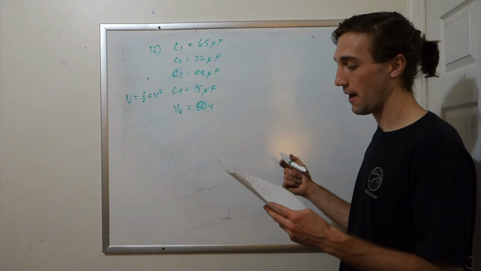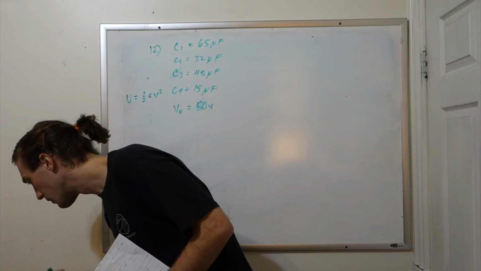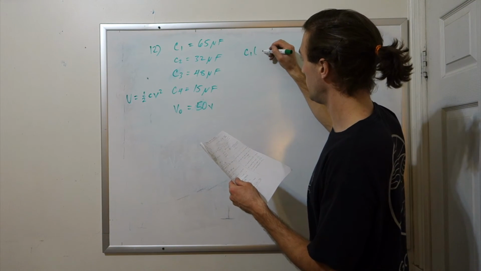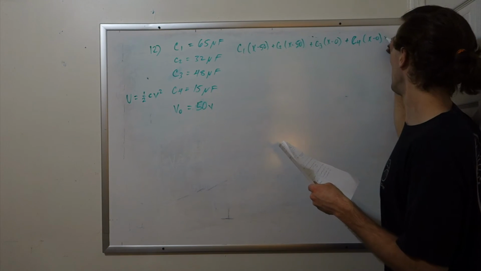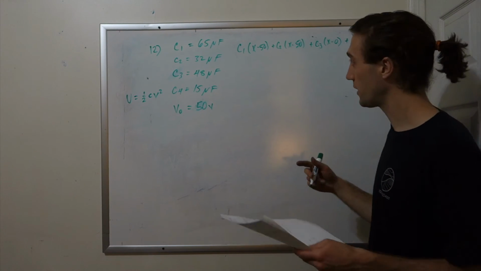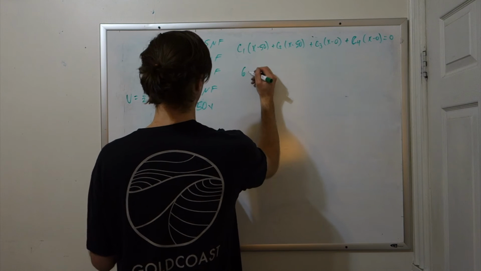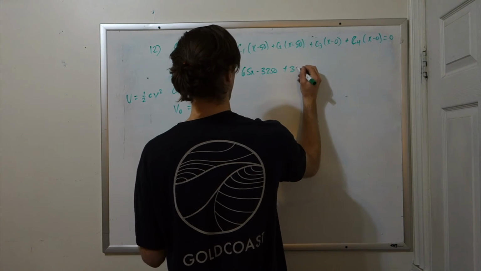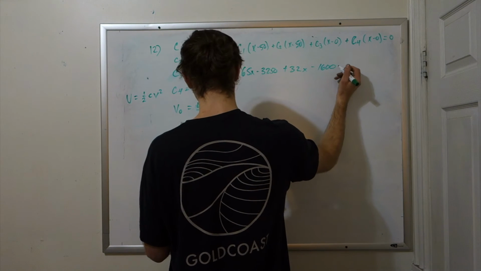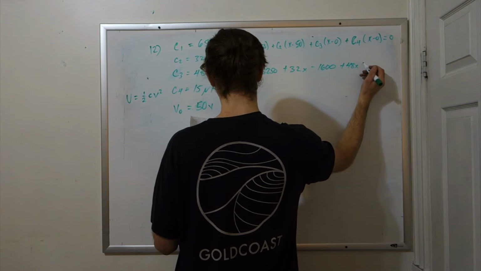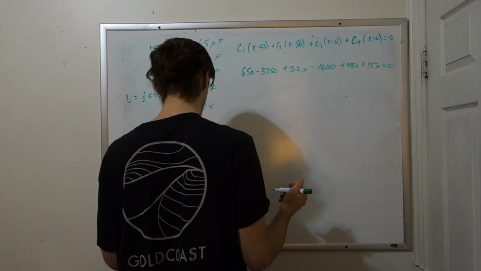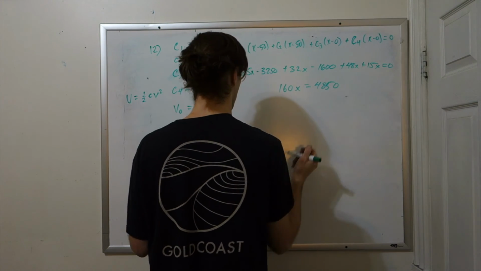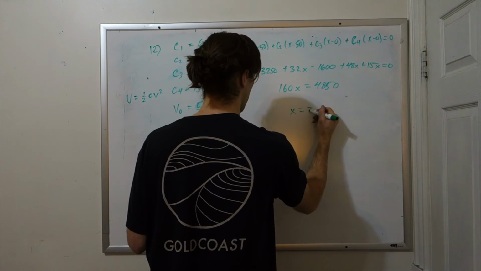So you have to find an equation for it, and when capacitors are in parallel, you can just add them up together, and so you just do C1 times 0 is all equal to 0. And so solving for x, you get 65x minus 3250 plus 32x minus 1600 plus 48x plus 15x is all equal to 0. Solving this out, you get that 160x is equal to 4850. And then solving this out, you get x is equal to 30.3.